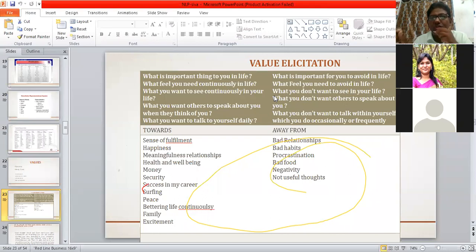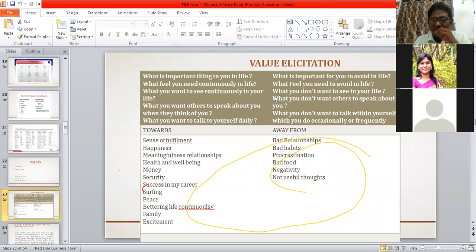What is important for you to avoid in life? Hurting others. Okay. That is, you don't want to hurt others. I don't hurt others, and I don't want others to be hurt by others. So that is your towards value.